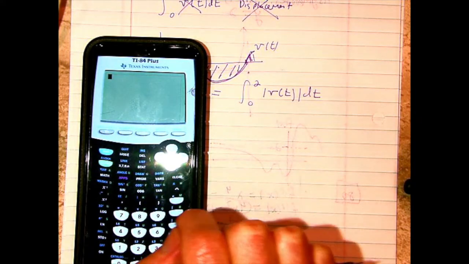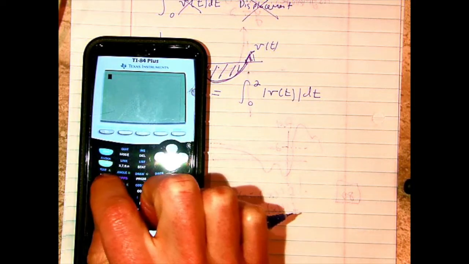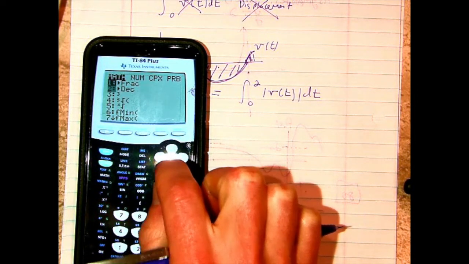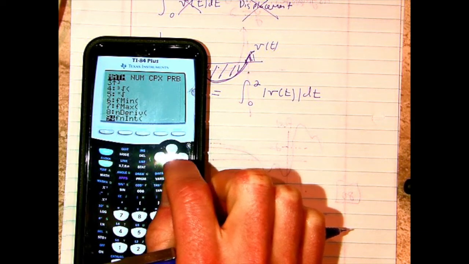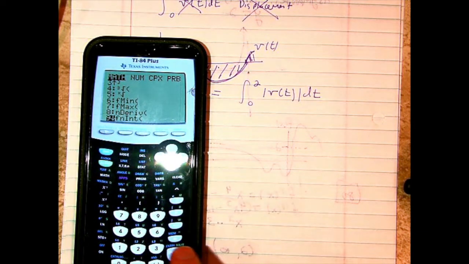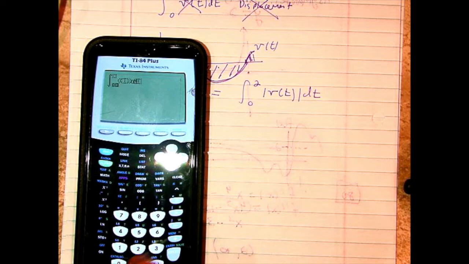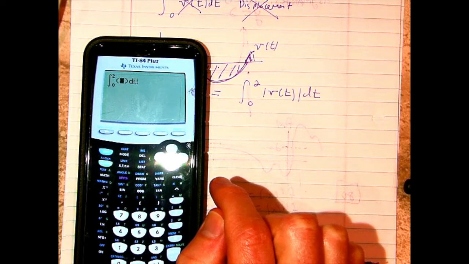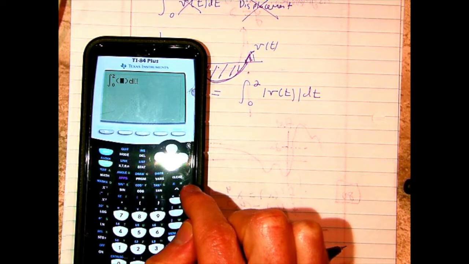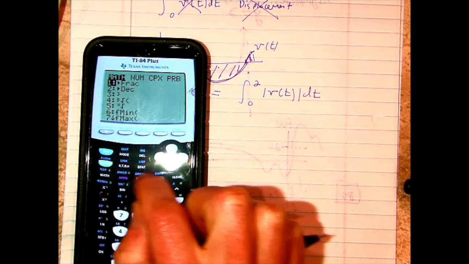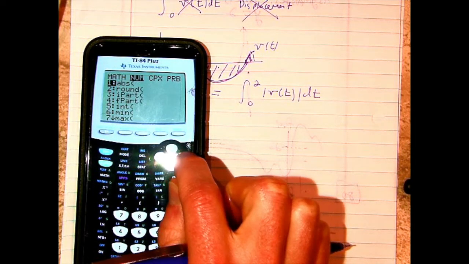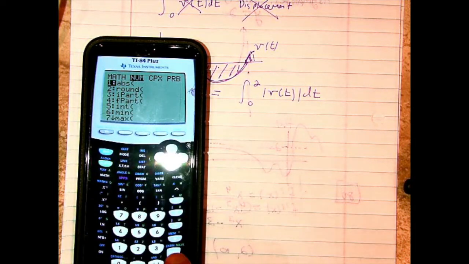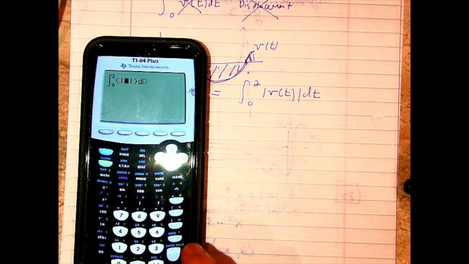So let's go ahead and do that. If we go to math, and then I scroll all the way down to fnInt, that's the last option there. It stands for function integrate. You can see the integral that's been set up there. I want to integrate from 0 to 2, and I want to integrate the absolute value of my function. The absolute value function is accessed by going to math and then over to number, and then abs, that first option there. So if I hit enter, now I'm going to type my velocity function inside of here.